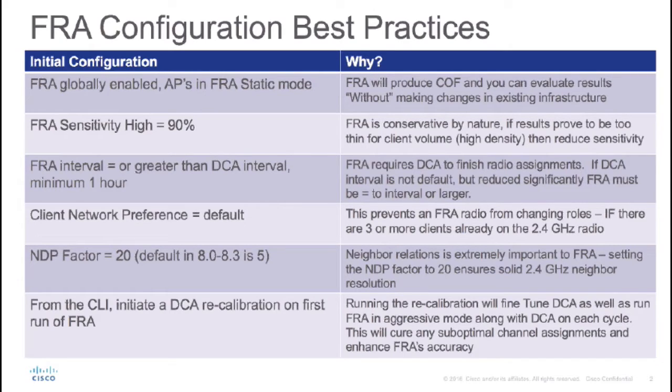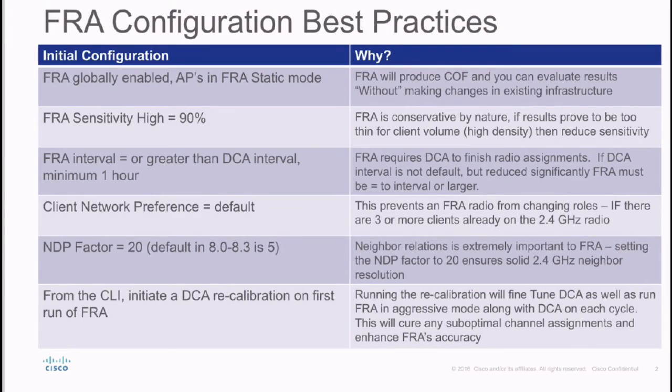In 8.0 MR4, which is not a factor for this build, what we have found is changing the NDP factor to 20 increases the saturation and the stability of neighbor messages. The default, being 5 now, says we're only holding on to those messages for 15 minutes. Highly advise anybody who's going to turn on FRA to, at least an hour before that, change that NDP factor from the default to a factor of 20. And that will ensure stable neighbor relations and a good FRA run.